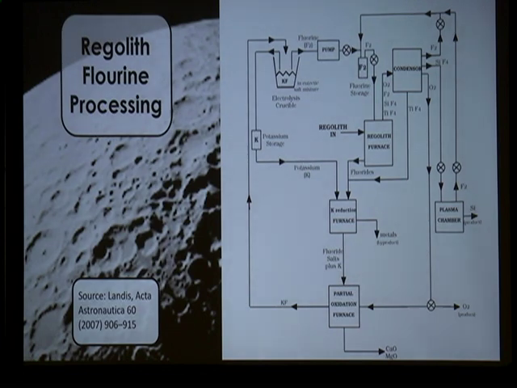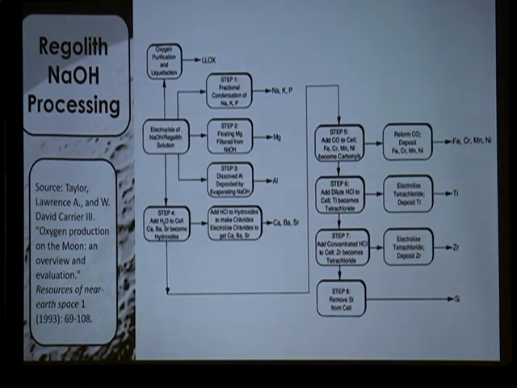So people have also developed methods called fluorine processing, sodium hydroxide processing. Another promising area of research is ionic liquids. With these you can not only make mongrel alloys, but you can separate the metals out and make whatever metals you want.